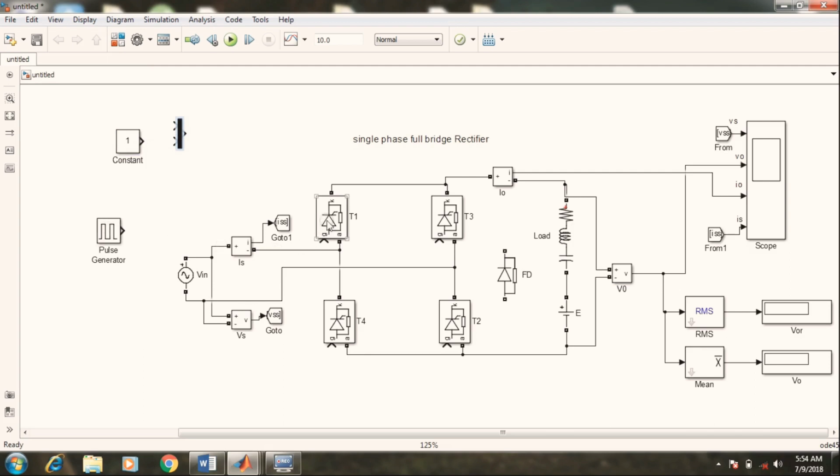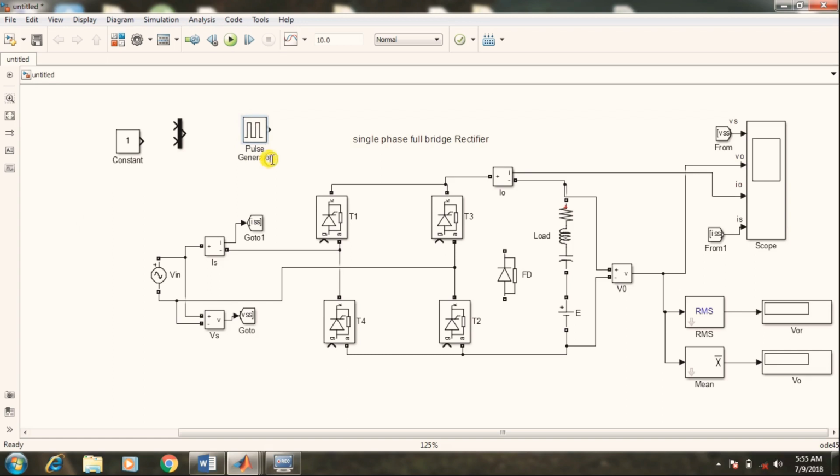Next, gating signals. When T1 must turn on, T2 must turn on; when T3 must turn on, T4 must turn on, that we will see. So move it back. Let the names be G1, G2, G3, G4 like that. So I want four of such kind. So Control and you drag like this: G1, G2, G3, G4. Okay. So G1 is T1, T2.